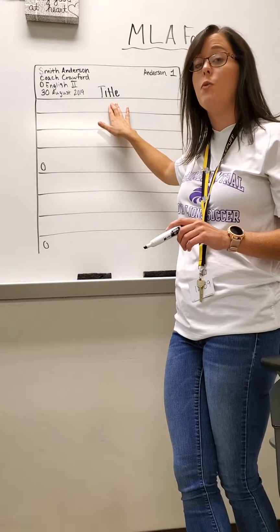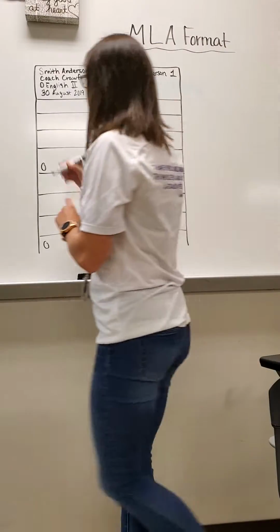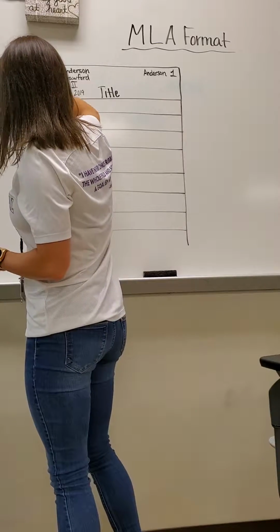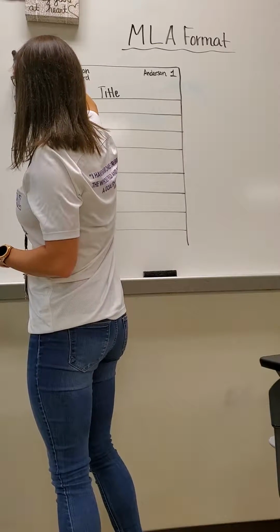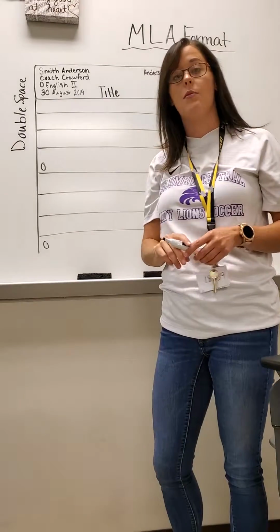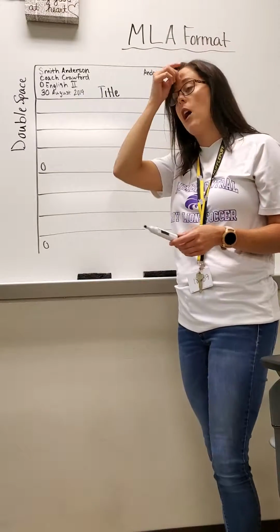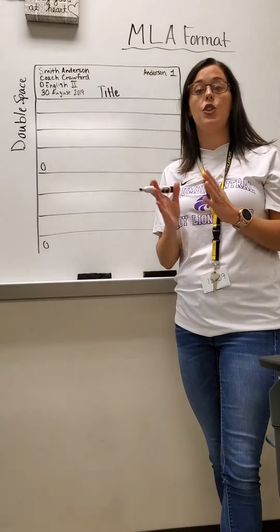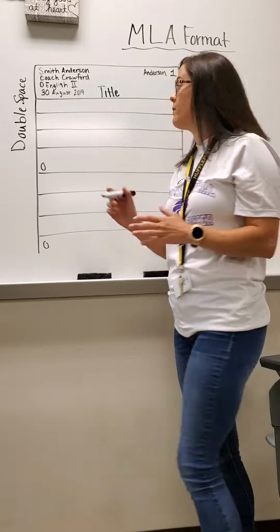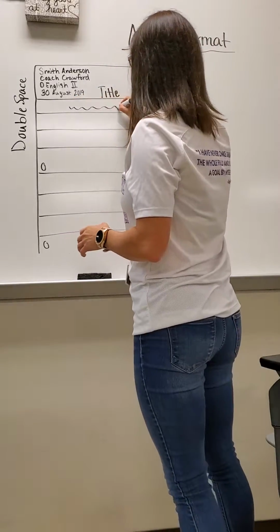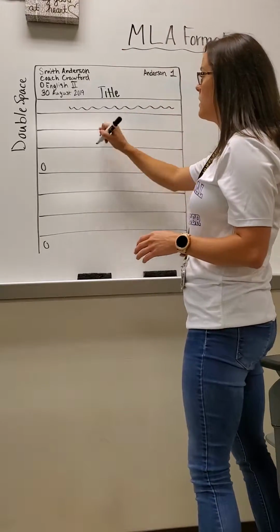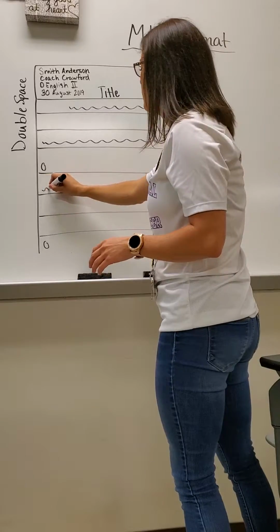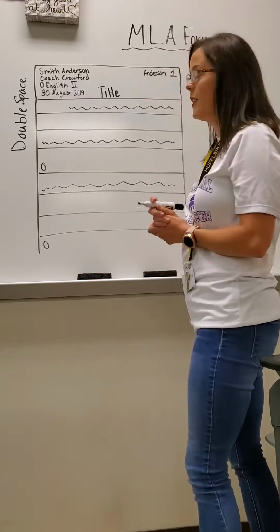Fourth, you must double space. Double space your writing, or if you are typing, you set it up to double space your paper. Now, how this looks on your writing, it just means you are going to write on every other line. So if I want to write here, I'm going to write here, and then I skip my line, then I go to the next. Skip a line, go to the next.